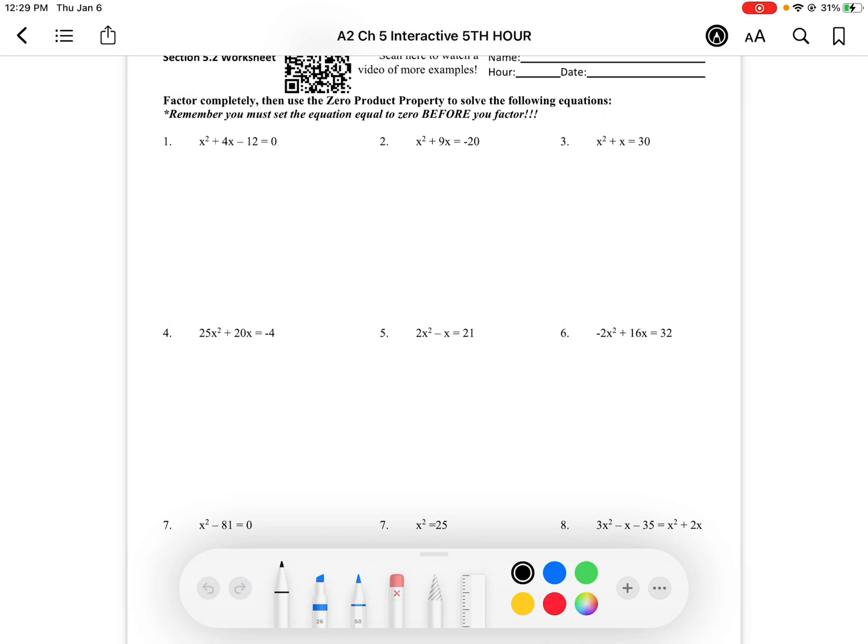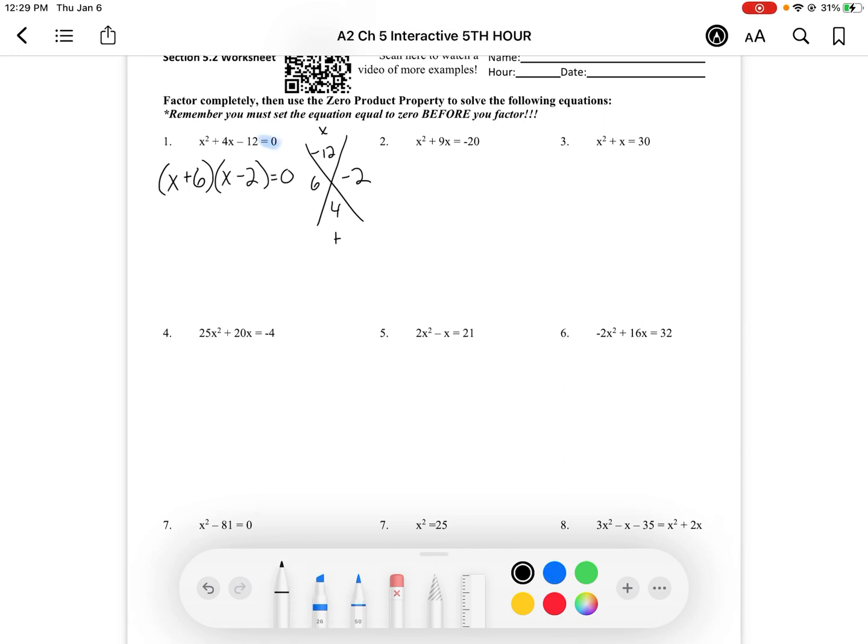There is no GCF, so you can just go ahead and look for numbers that multiply to negative 12 and add to 4, so that would be 6 and negative 2. And then those values go behind the x's in factored form. But folks, realize this is not done. We still have an equation that we have to solve.